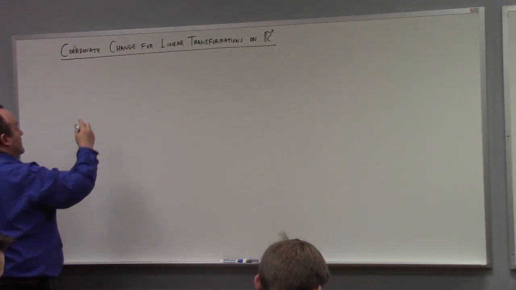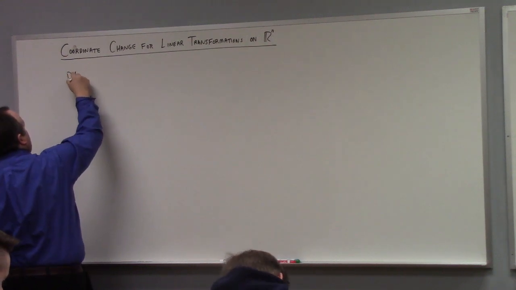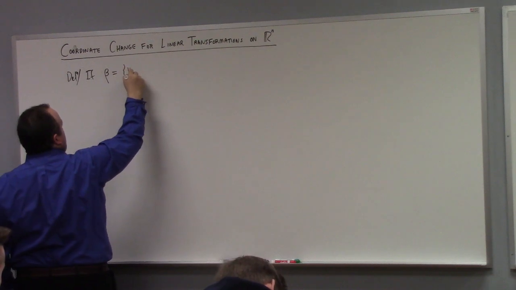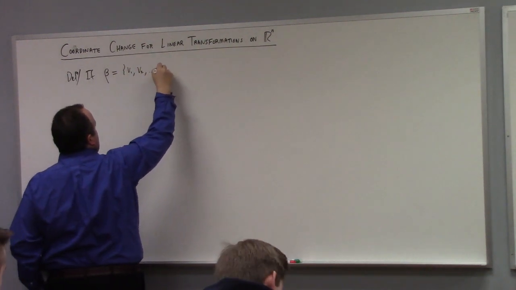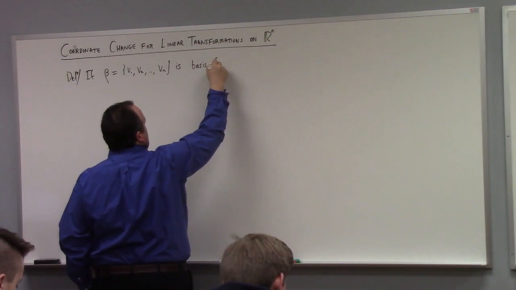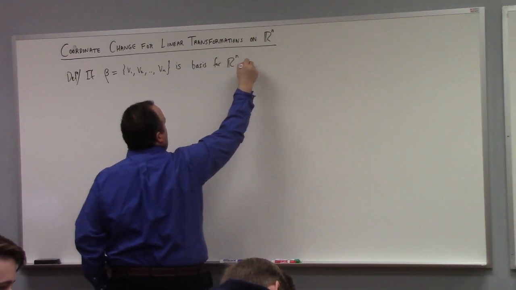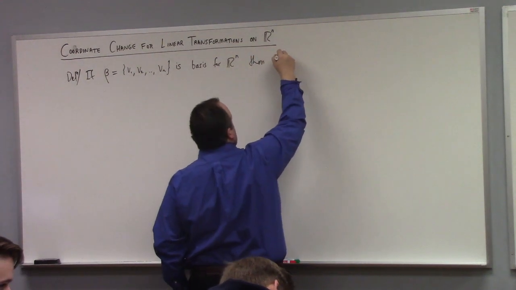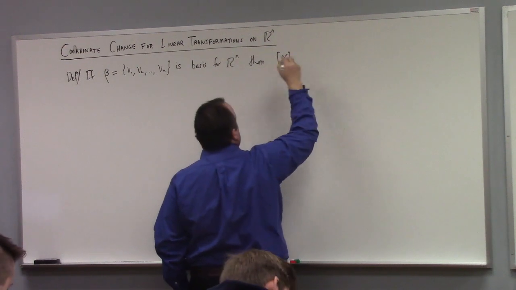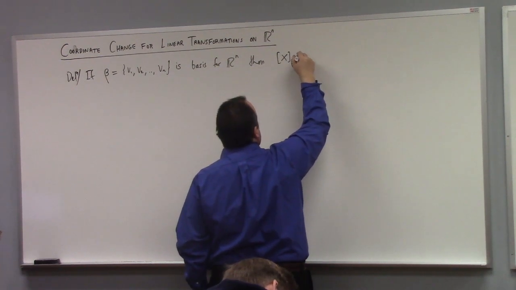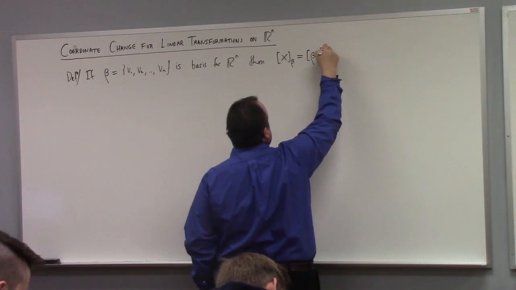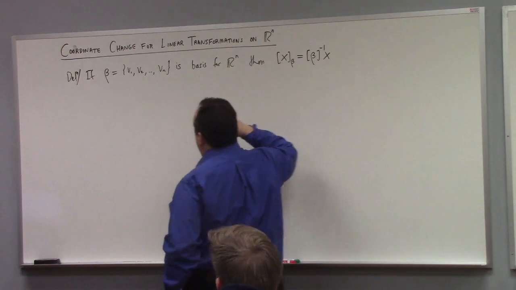Let's get started here. So, reminder, definition: if beta equal to, say, V1, V2, ..., Vn is a basis for Rn, then we defined the coordinate vector of x with respect to the beta basis. Well, we didn't define it this way, but it turns out that this is equal to the inverse matrix of the basis times x, right?